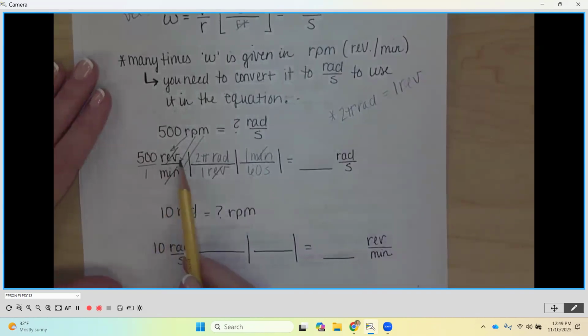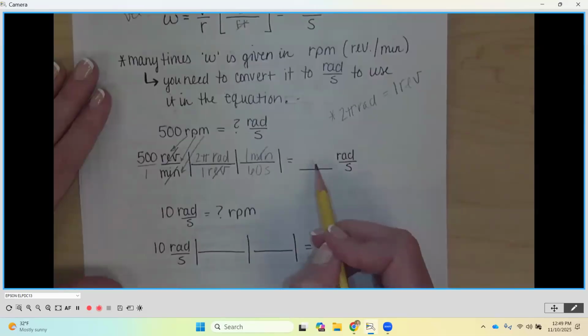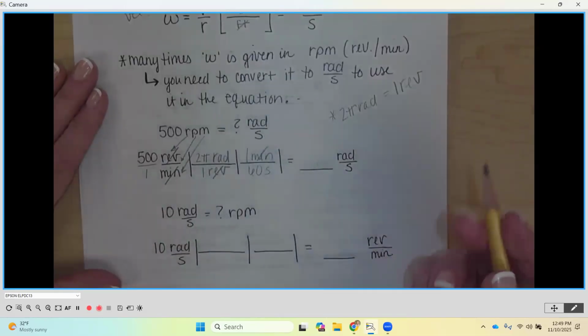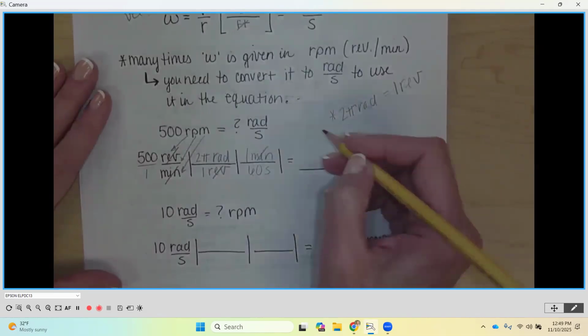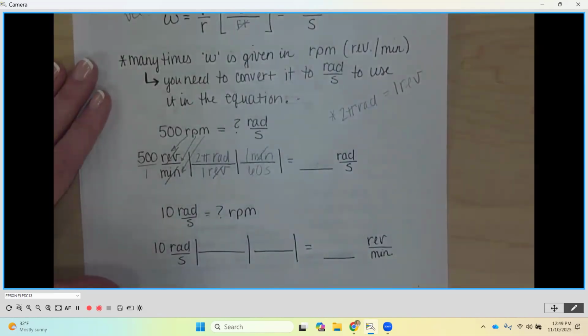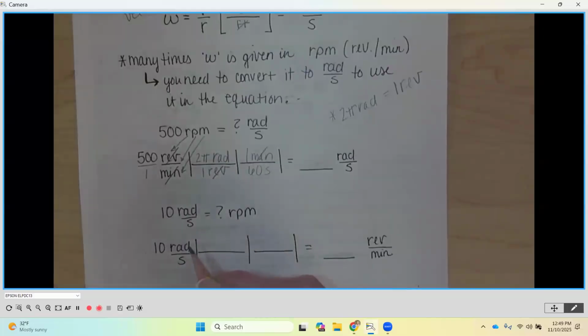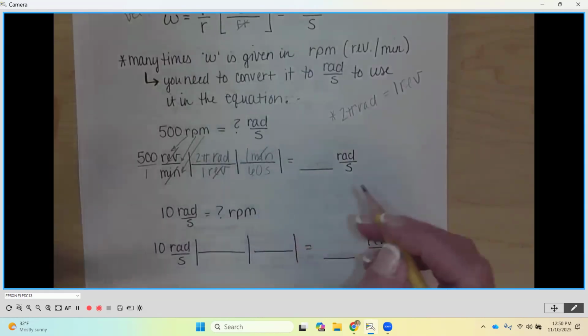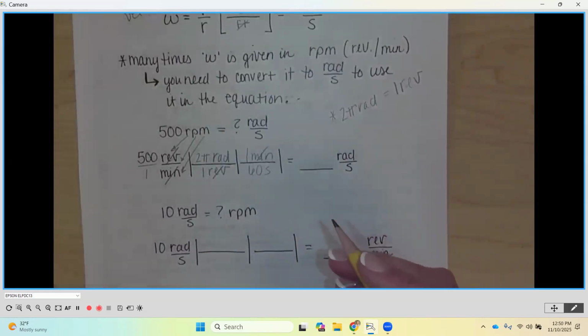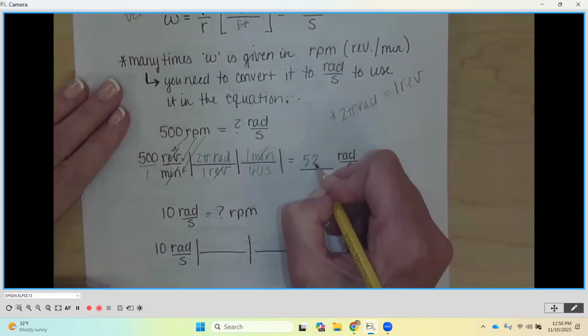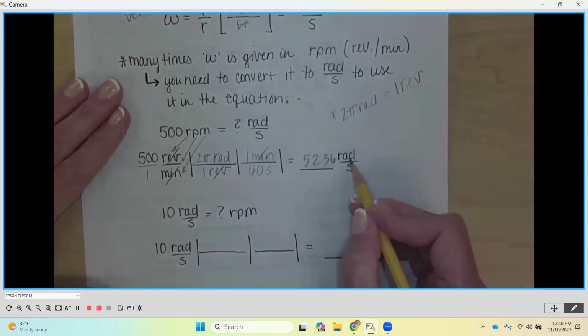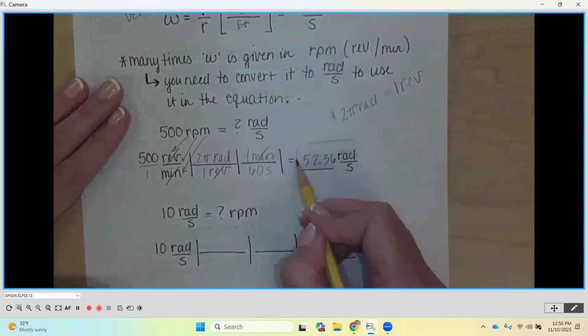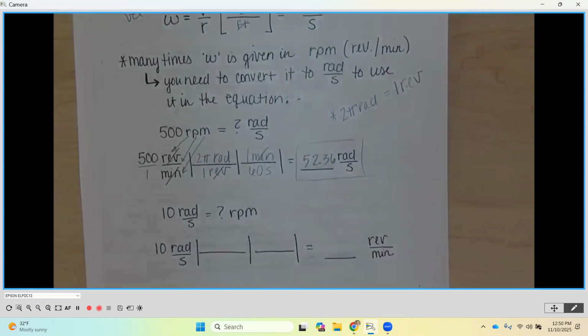And now all we're going to do is multiply across the top. So 500 times 2 times pi, divide by 60. And what do I get for my radians per second here? Anybody do that yet? 52. I got a 52.36. 52.36. Is that confirmed here in the room? Okay. So 52.36, and that's going to be radians per second. And this would be my final answer then.